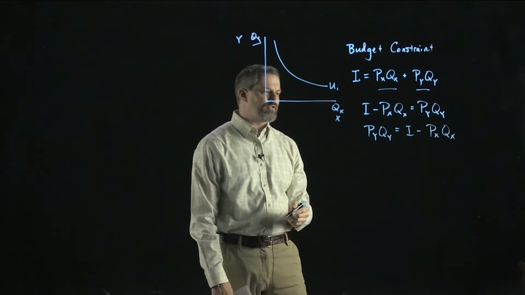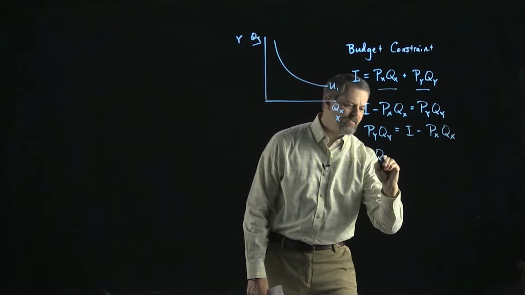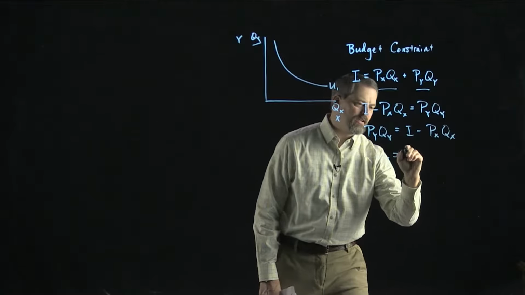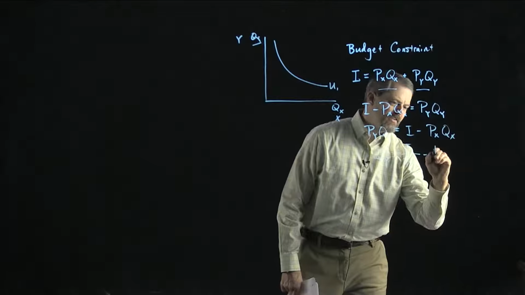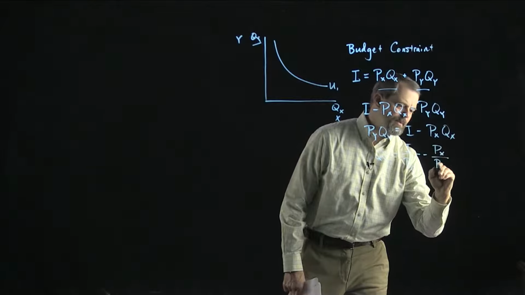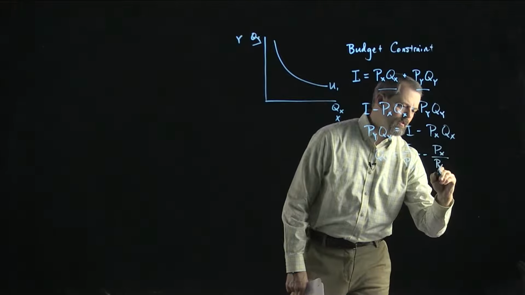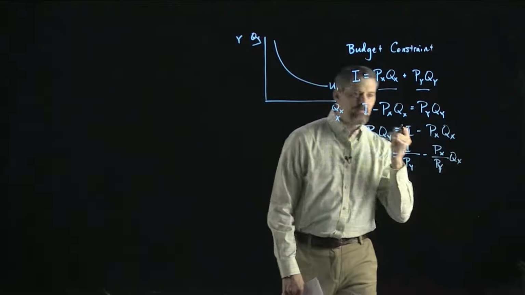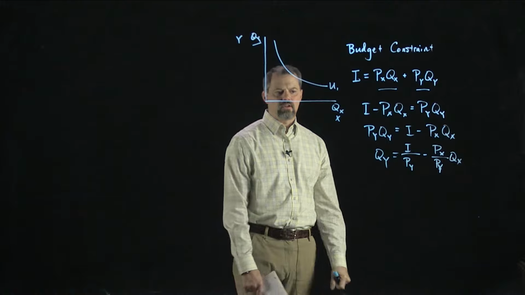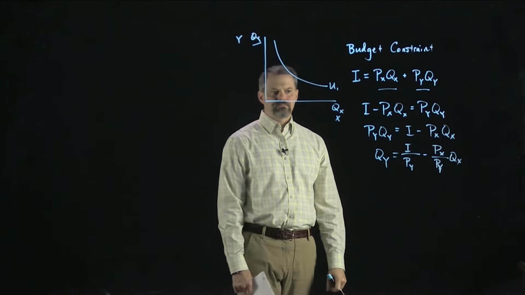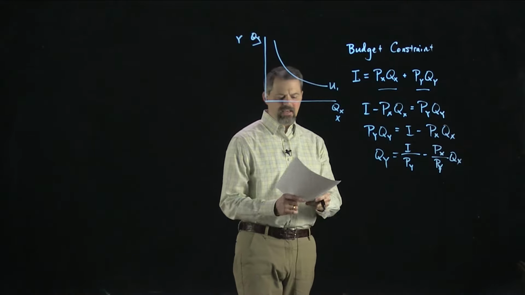Now I'm going to divide through by PY. That's going to give me over here just QY. I get income divided by PY minus PX divided by PY, multiplied by QX. There's my budget constraint. All I did was I solved it for QY, and now I can graph that thing.